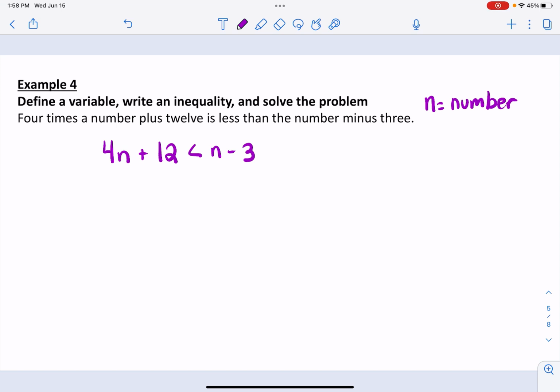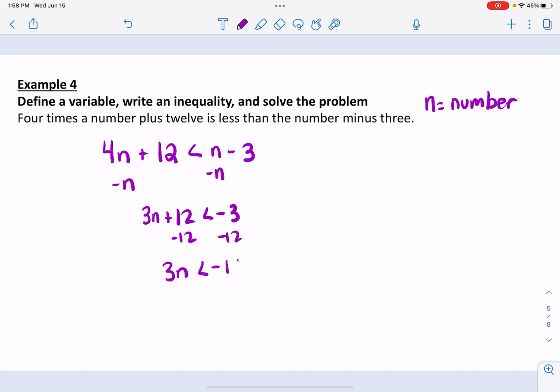Okay, I was trying to decide how I was going to do this. I'm going to subtract n from both sides. So I have a 3n plus 12 less than negative 3. I subtract 12 from both sides. I divide by 3. Now I don't have to switch the sign because the 3 that I divided by was not negative. You only do that if the 3 were to be negative.